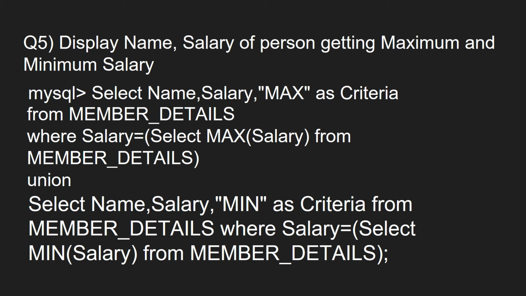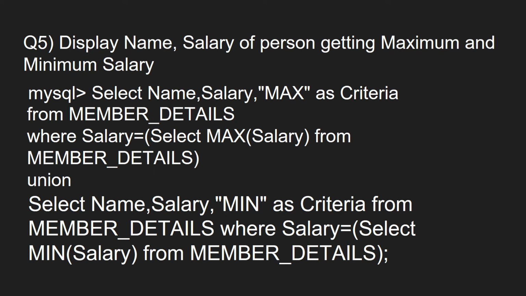In this query, we have used the max function, but we also want to fetch the name of the person getting this salary. So our query will be select name comma salary, max as criteria. Here, this max as criteria will create a column. The name of the column would be criteria and the content of the column will be max, which denotes that this row contains the details of the person getting the maximum salary, and if the content is min, then it will denote that this row contains the details of the person getting the minimum salary.